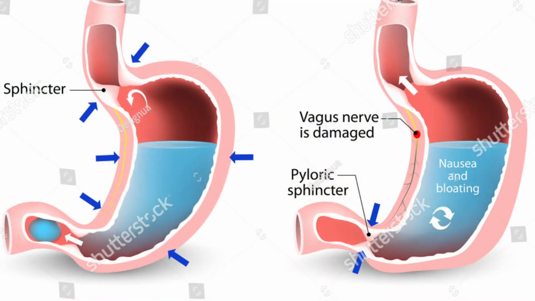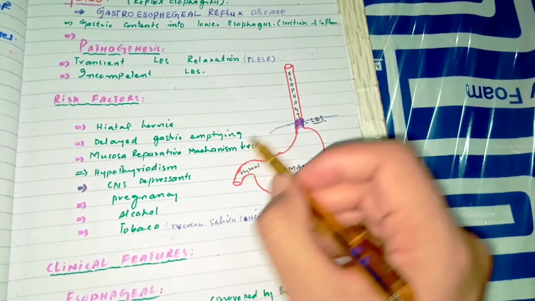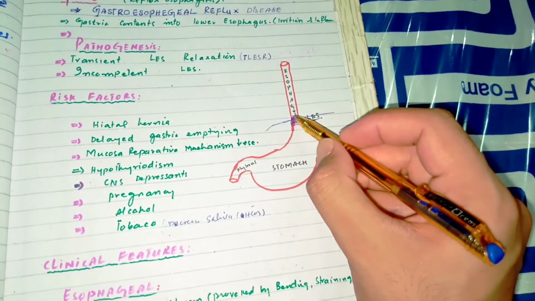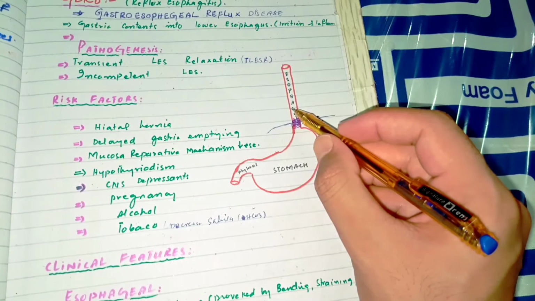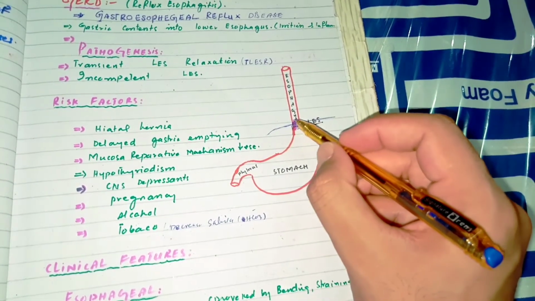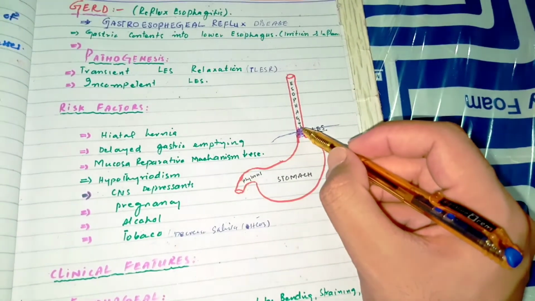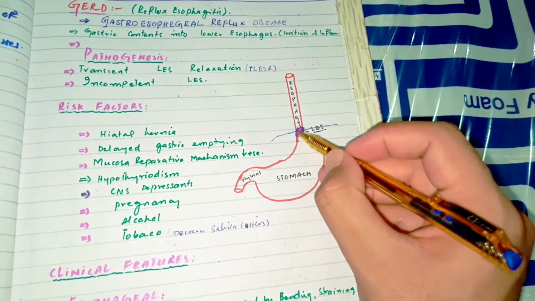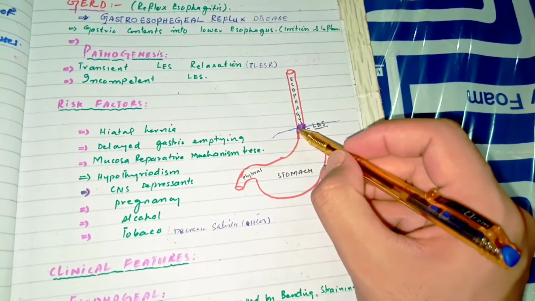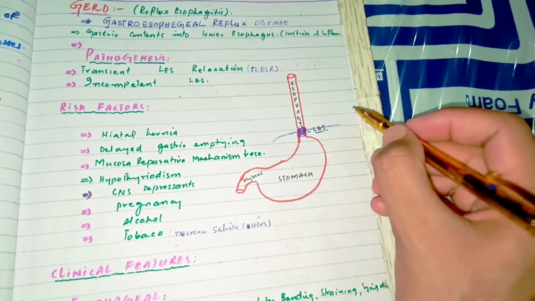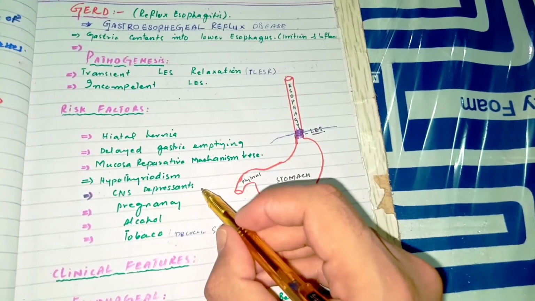When the food stays in the stomach for a longer time, it will cause transient relaxation of the lower esophageal sphincter, and the stomach content can go into the esophagus. The other is decreased mucosal reparative mechanism. Normally when there is any injury to the esophageal or stomach mucosa, they repair themselves, but when this repairing mechanism decreases, it will also cause GERD.